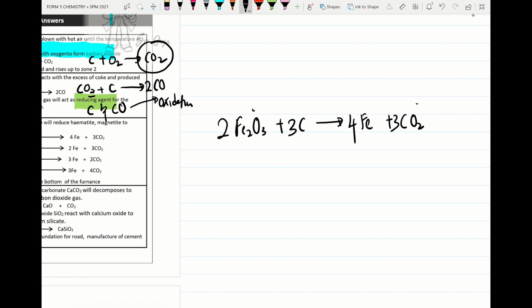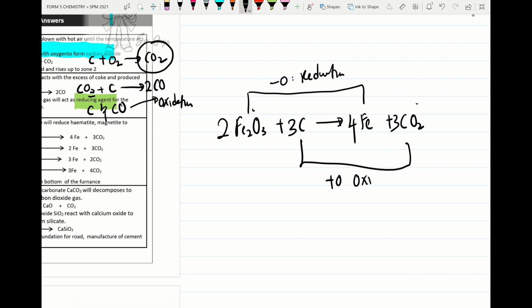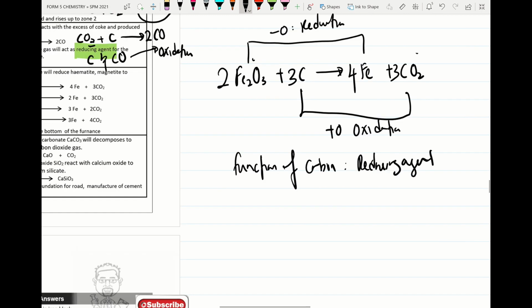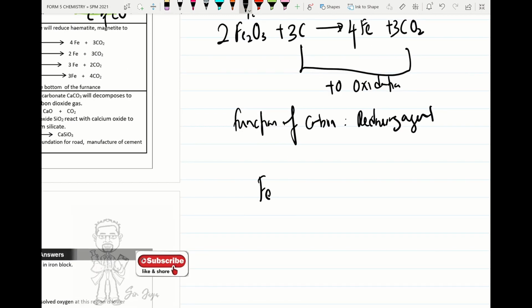Here iron(III) oxide loses oxygen, so it will undergo reduction. Carbon gains oxygen, so it will undergo oxidation. So please remember the function of carbon: it acts as a reducing agent. At the same time, hematite will also undergo reduction by reacting with carbon monoxide.